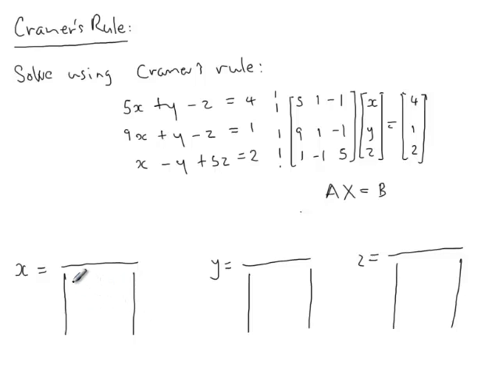This is the determinant of the matrix of coefficients, that is 5, 1, minus 1; 9, 1, minus 1; 1, minus 1, 5. Same thing here: 5, 1, minus 1; 9, 1, minus 1; 1, minus 1, 5. So we know these unknowns are rational expressions, and they have a common denominator.